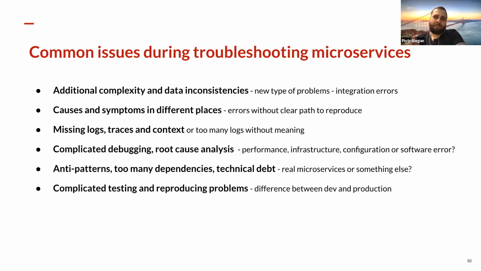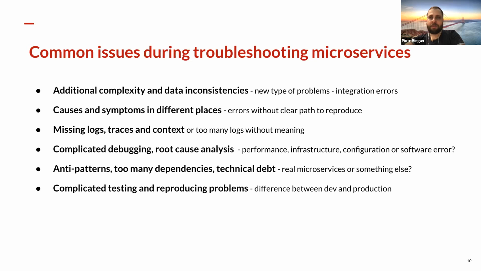So you have errors, and they don't have any clear path to reproduce, because this is also what you could experience on your own. It's like you miss logs, or you have too many logs that doesn't mean anything to you. And this is the funny stuff with those logs, because the worst errors are those errors which are unlogged, but we are not adding logs because we don't know if the code is broken. Because if we know it's broken, we'll fix it. And in the end, those problems complicate debugging, root cause analysis. It's a very thin line between performance, infrastructure, configuration, and software.